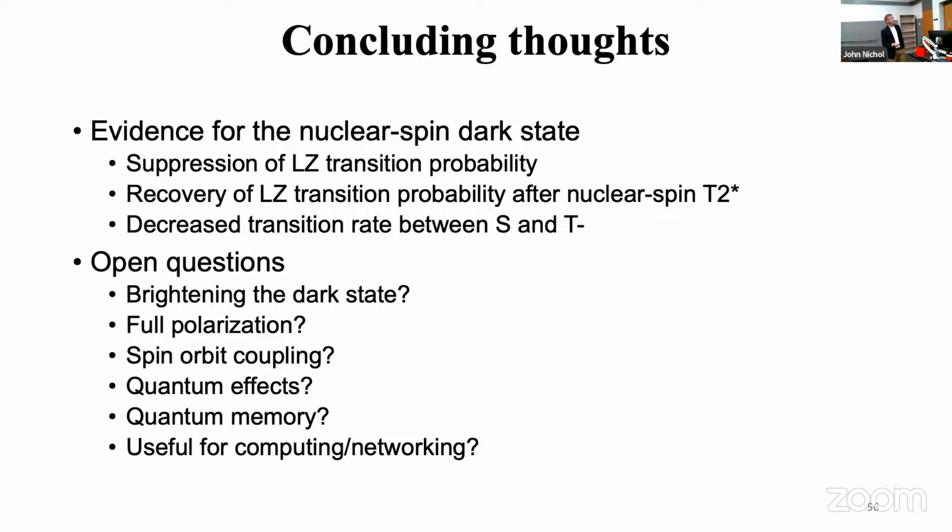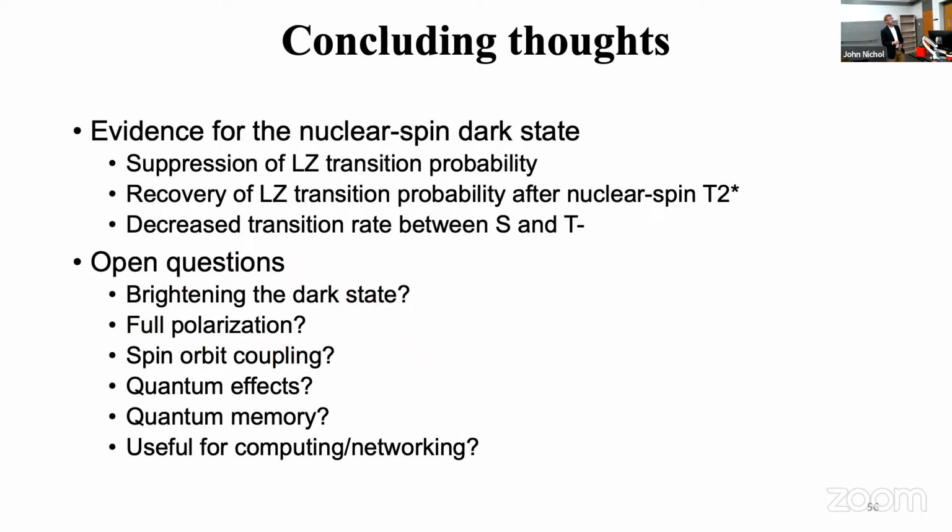Okay, so I'll just wrap up. I've shown you the evidence, the experimental data, and how we understand it. There are lots of open questions. Can we reverse it? Can we brighten it? If we could brighten this dark state, does that open a path to full polarization of the system?